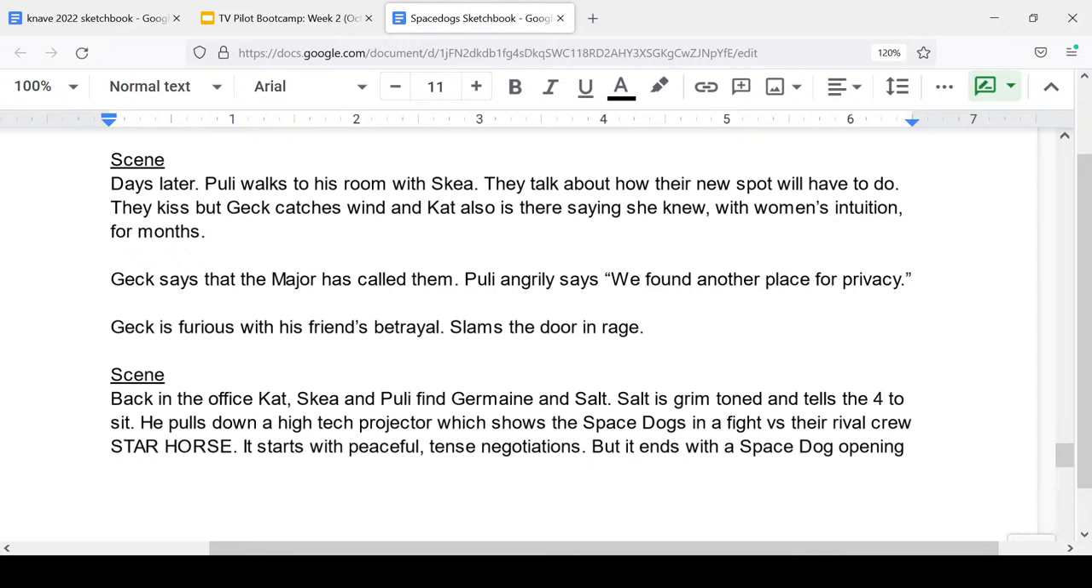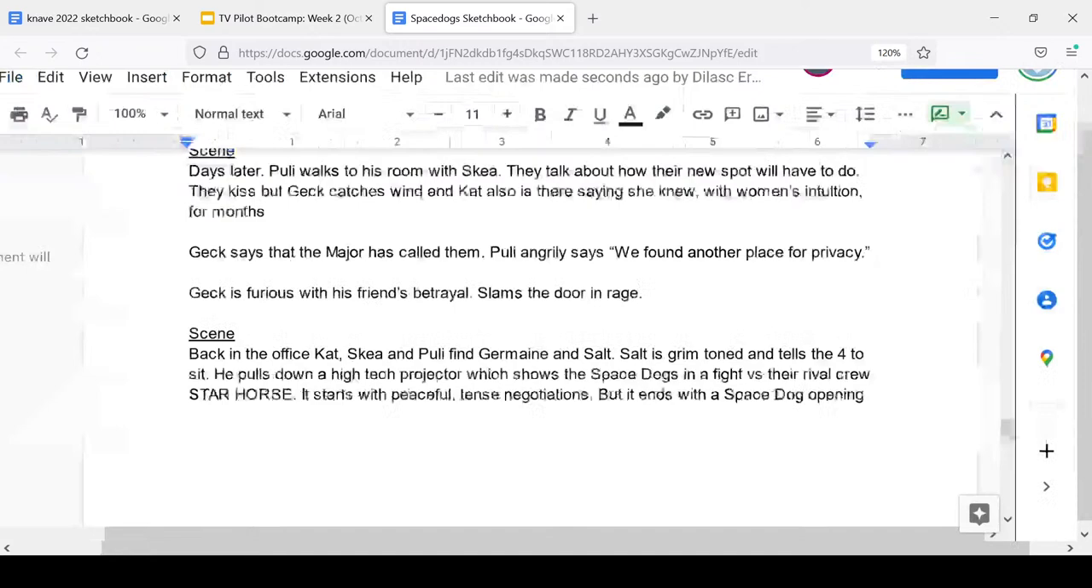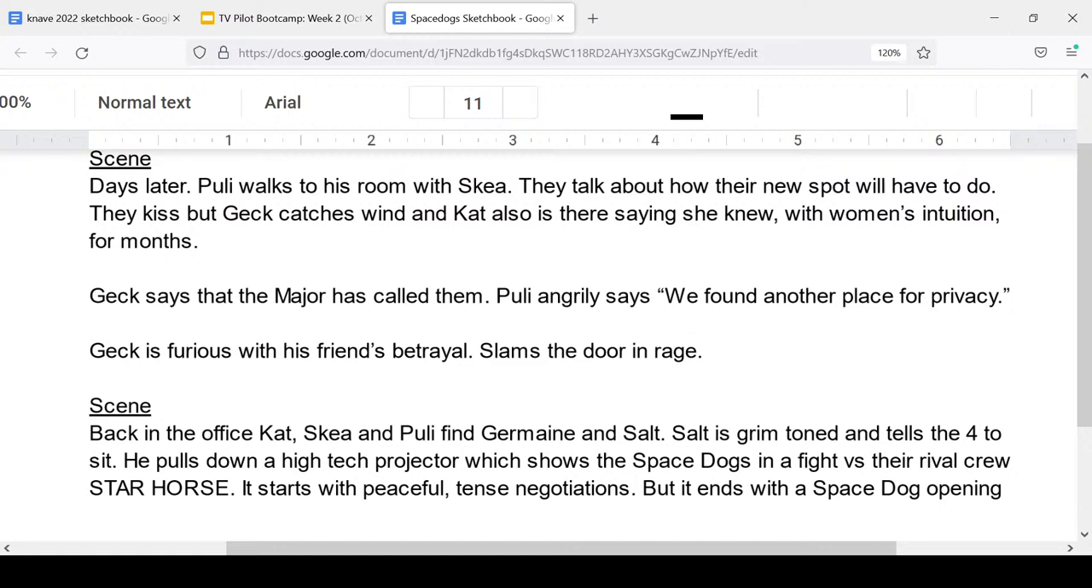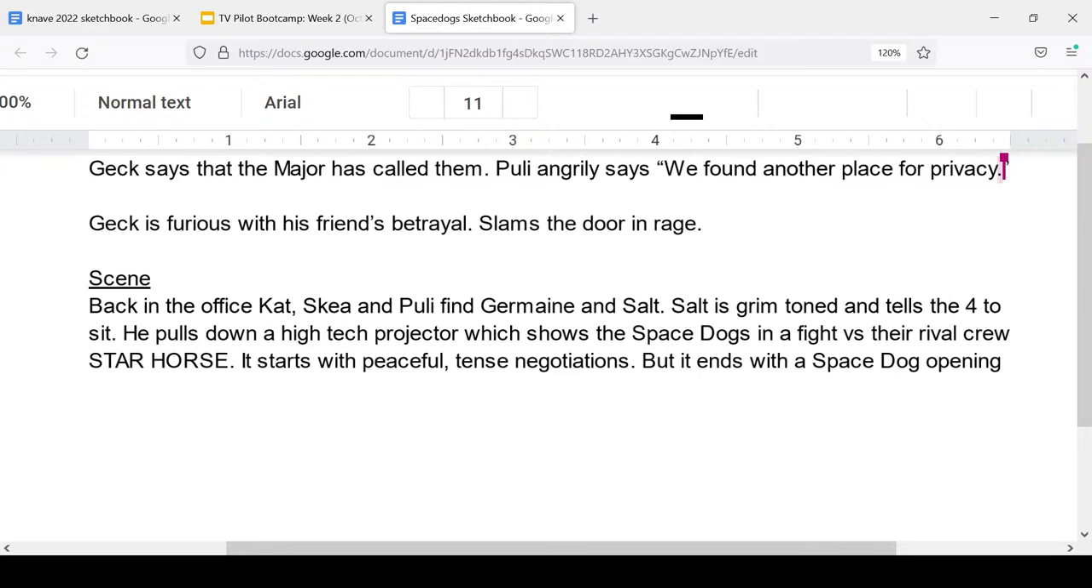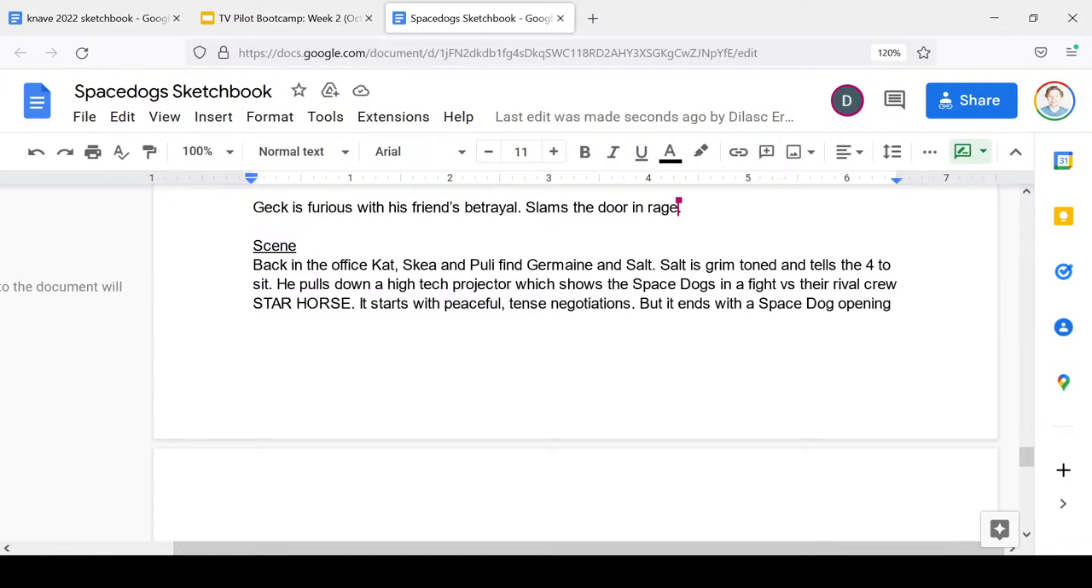Okay, maybe like a recording? Days later, Pulley walks into the room. It's like a zip drive or something more digital than what we would have today, because this is a future world. I see. So he walks to his room. They talk about how their new spot will have to do. They kiss again, but Gek catches wind, and Kat is also there, saying she knew for months. Gek says the major has called them, and he says we found another place for privacy. Gek is mad that he's been hooking up with the bully and slams the door in a rage.